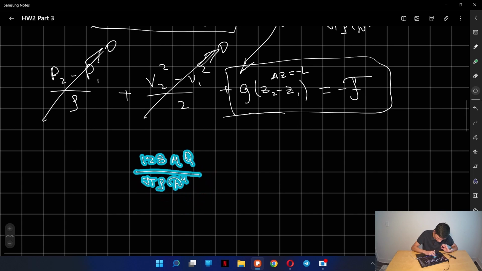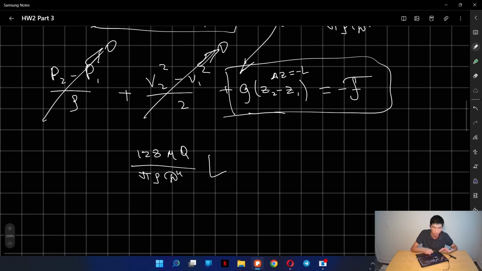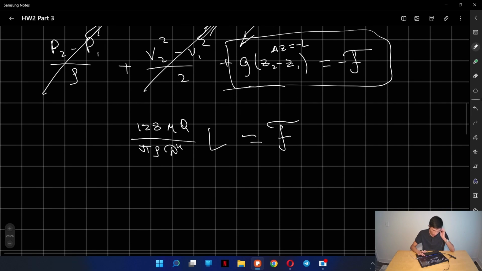So I'm going to have the whole thing, g times L. I said that it is negative L so that I can write it as just the frictional heating. So the negative cancels out on each side. And yes, that's what we're going to have for our equation of frictional heating, right?